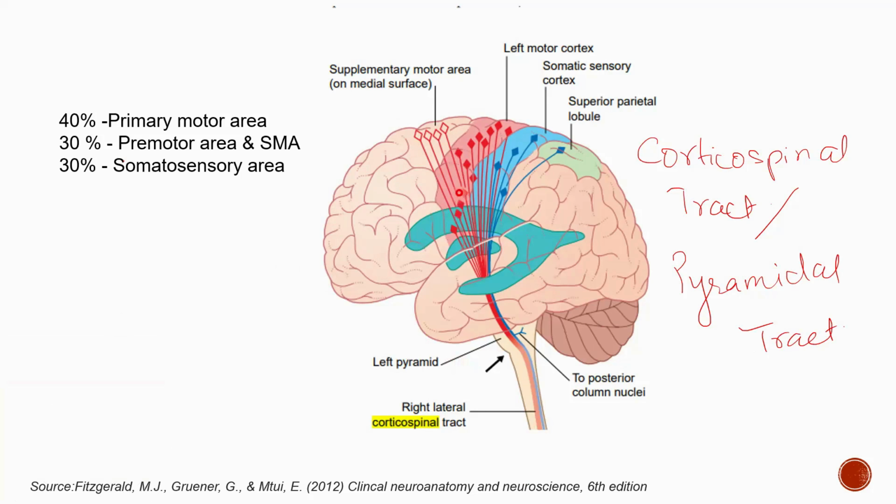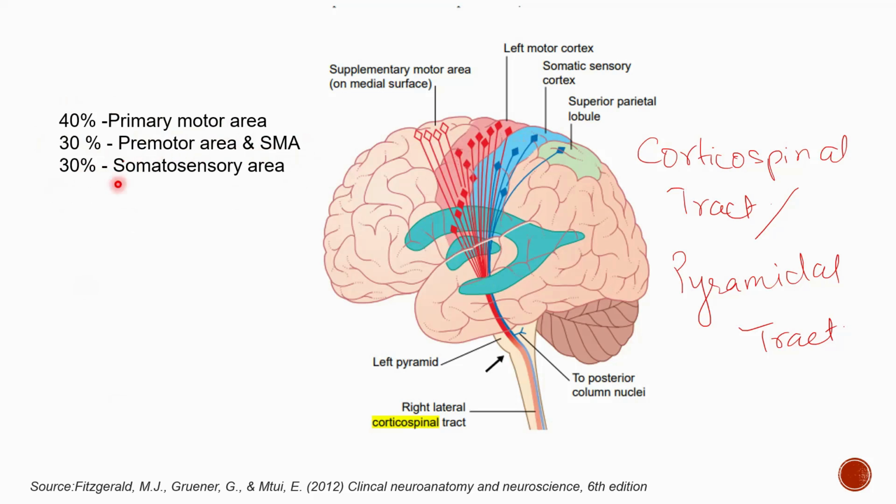Where exactly in the motor cortex are the fibers originating that go on to form my corticospinal tract? If you look at the composition of the corticospinal tract, remember that 40% of it comes from the primary motor area. 30% of it comes from the premotor areas and the supplementary motor areas together.